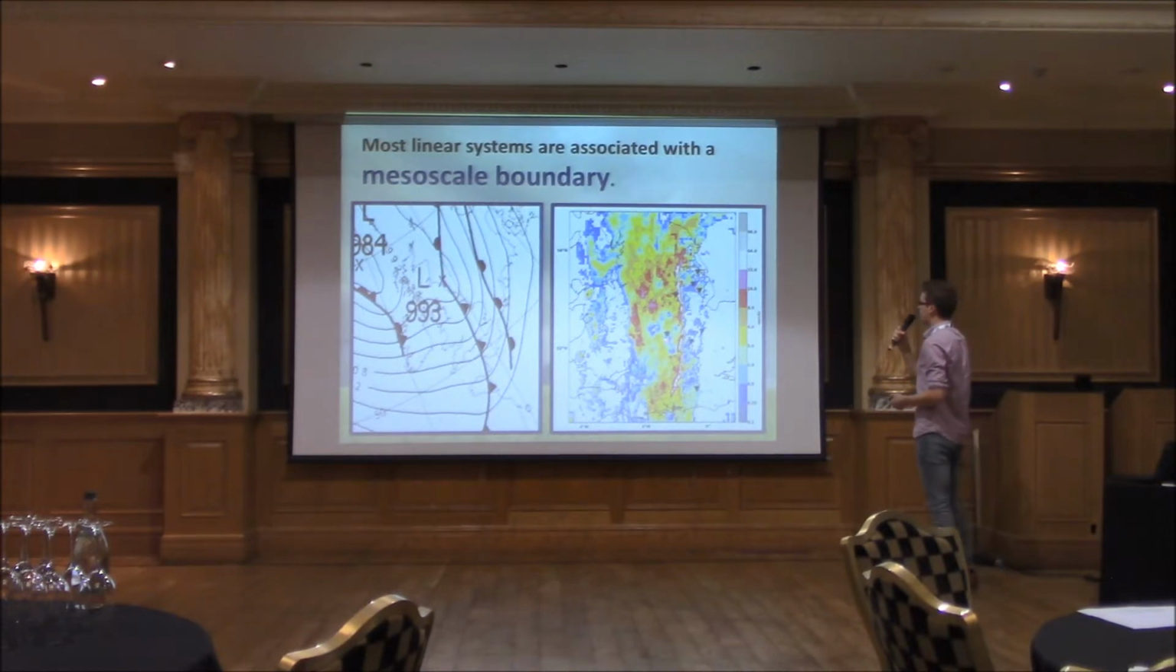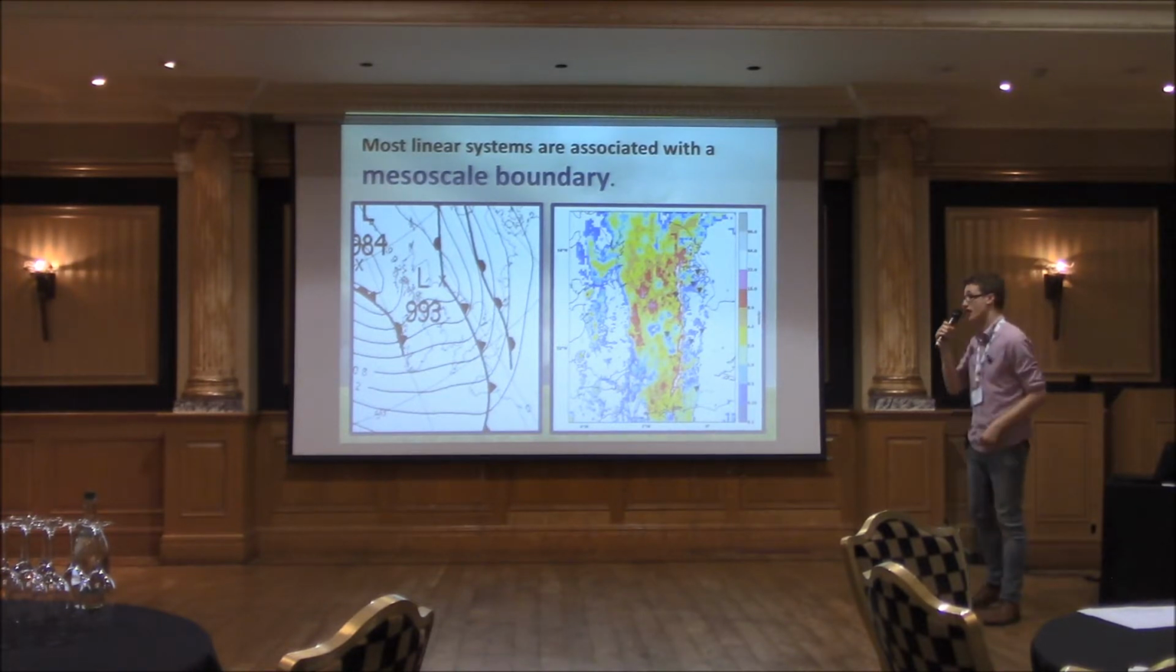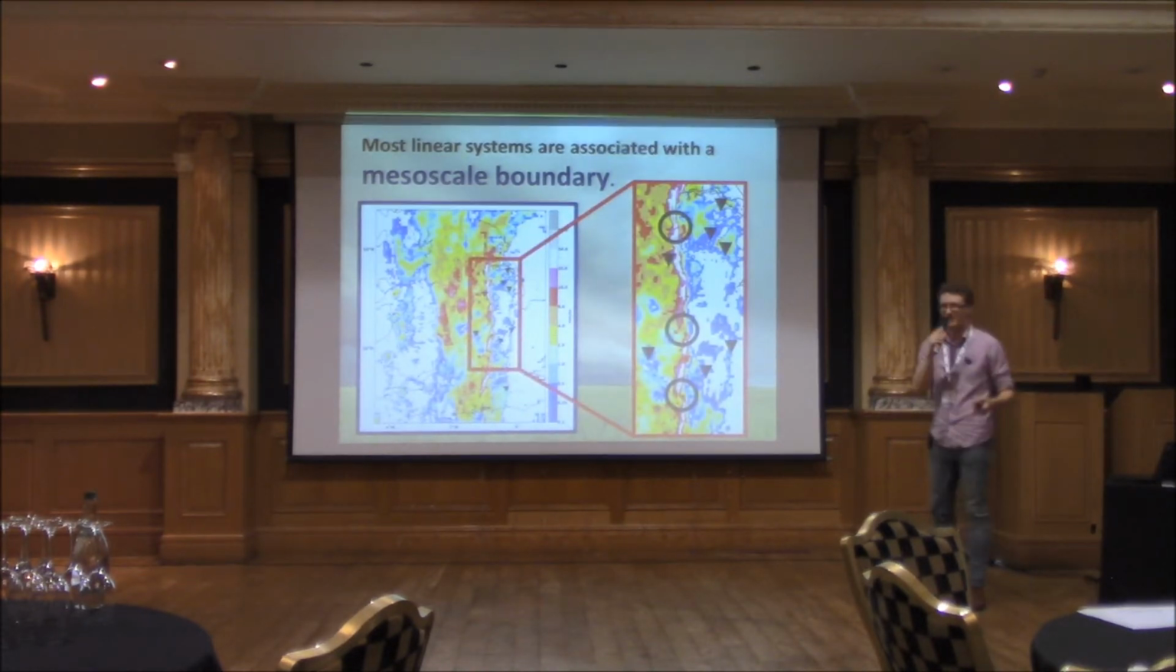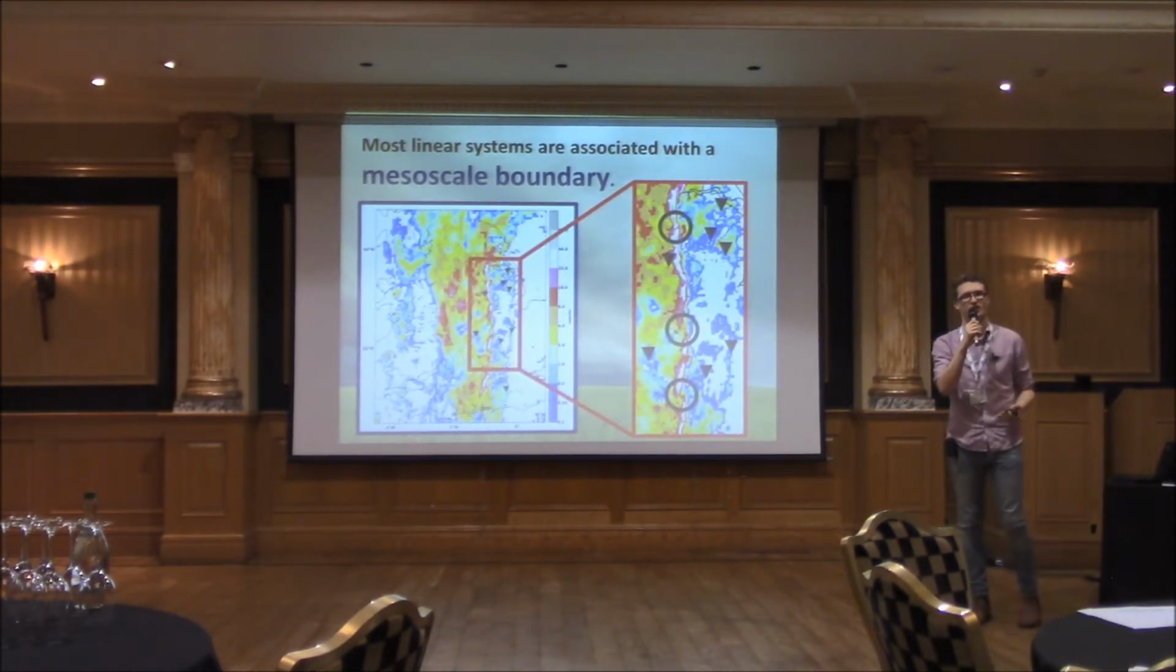And all of these black triangles that are scattered along this line are actually tornado reports from this event. So this event went on and produced 8 tornadoes. However, it's not easy to see why they're producing tornadoes in this manner. Okay, we understand that linear systems produce tornadoes, but why are they producing them?